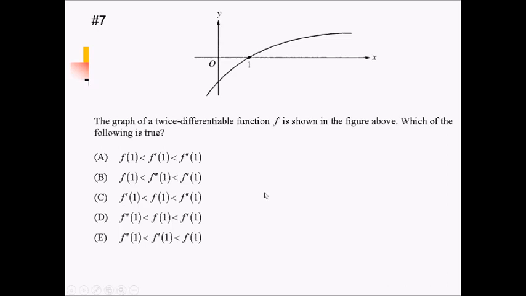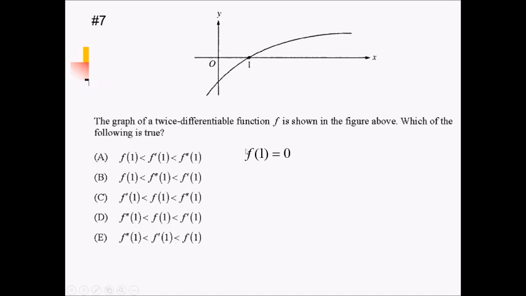For this problem, we have the function f on a graph. We want to know which ordering here is going to be true. So we've got f, f prime, f double prime. We're going to compare them. Let me start with f of 1. F of 1, we're right on the x-axis, so f of 1 has got to be 0.